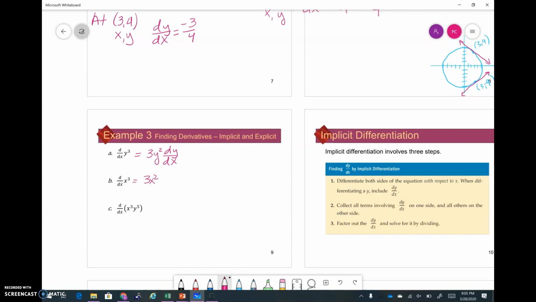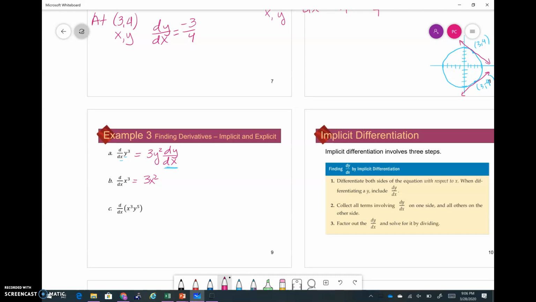And the biggest hint here, no matter what variable you're differentiating with respect to, if that bottom variable and the variable inside your function match, you don't have to tag anything on. But if they are different, as in part A, you have to have that extra part tagged on. Alright, let's look at part C. I have the derivative with respect to x of x cubed y to the 5th.